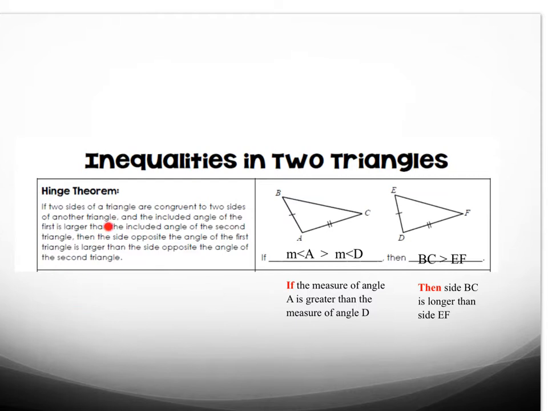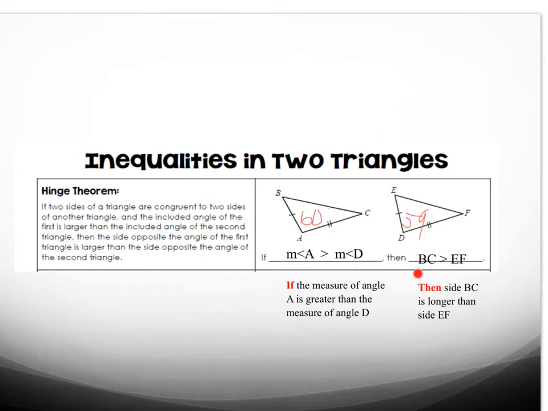So basically the hinge theorem says if the measure of angle A is greater than the measure of angle D, then side BC is longer than side EF. So let's put some numbers with this because I know you all love to see numbers. Let's just say angle A is 60 degrees. I'm just going to write 60 degrees in here. And let's say angle D is 59 degrees. So clearly angle A is greater than angle D.